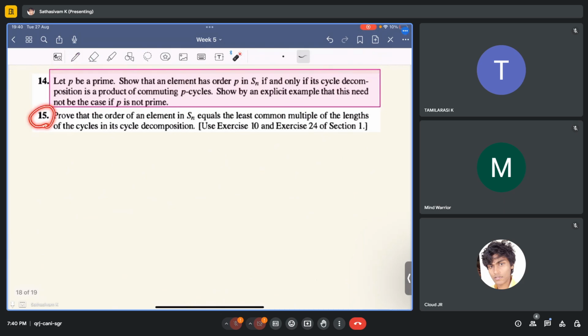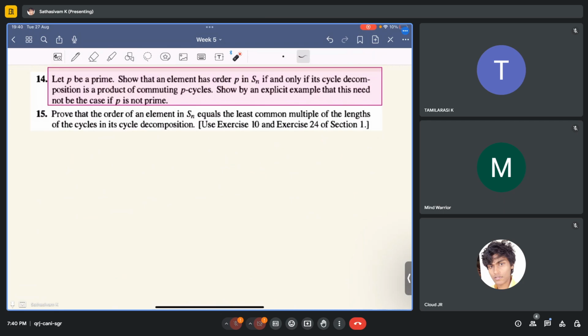15. So what the 14 says is the following: if P is a prime, then an element has order P in Sn if and only if it is a product of commuting P cycles. So this will become a consequence of this problem, but they kind of motivate this particular problem. But what we do is let's directly prove this, and we use this to prove the 14. So let's try the 15 one.